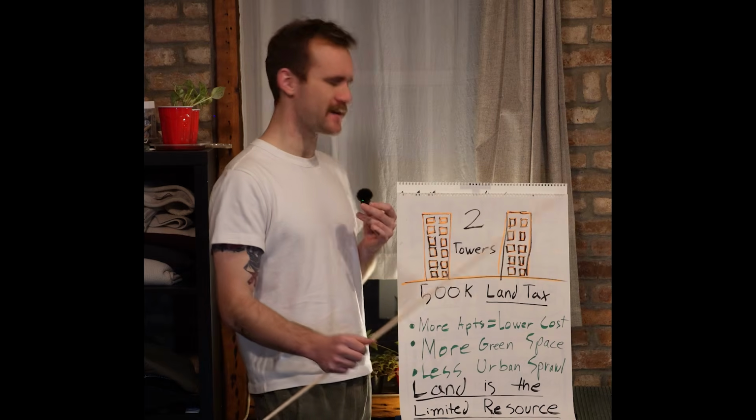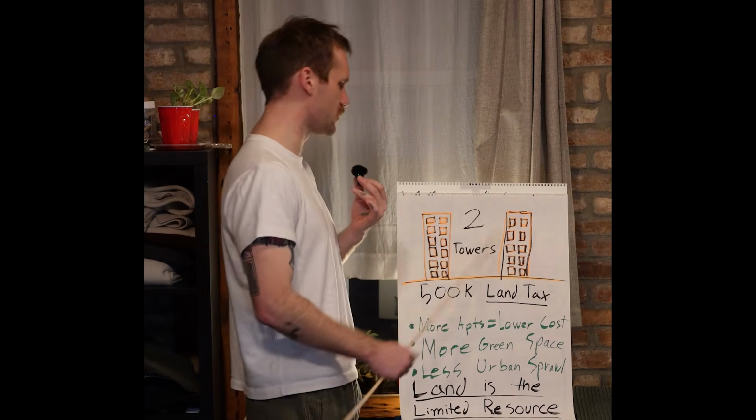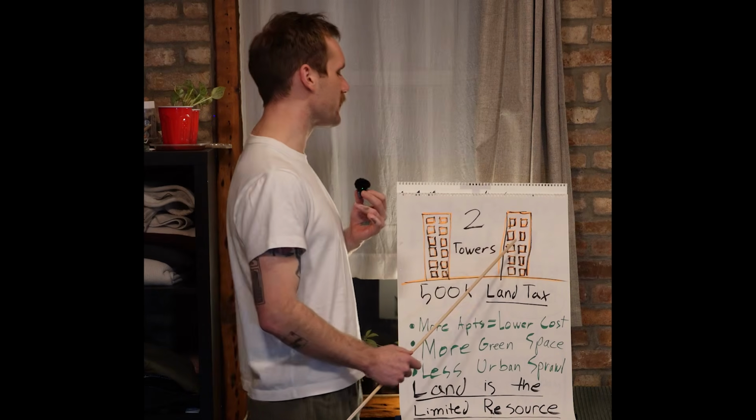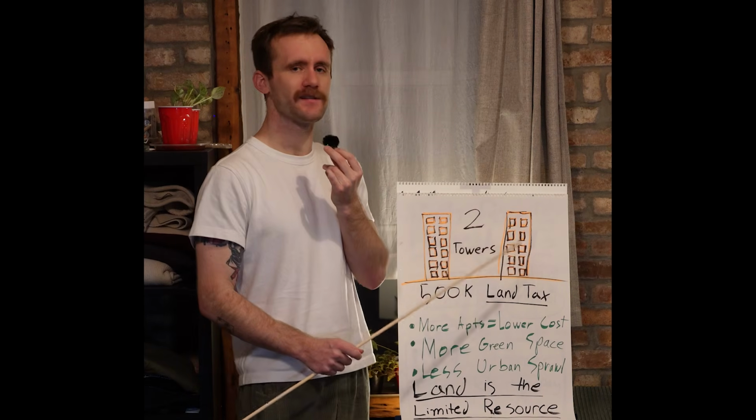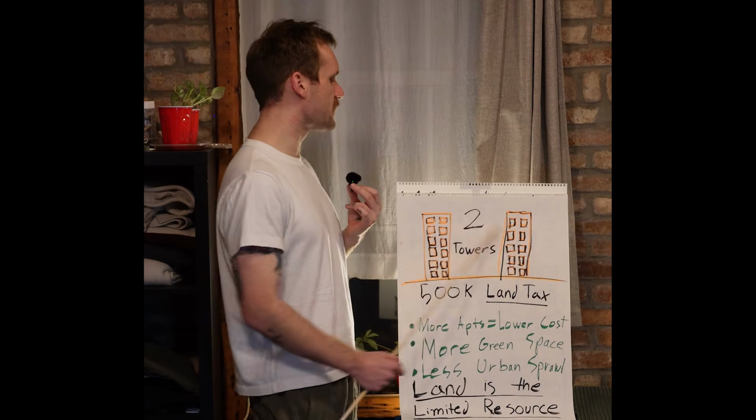You might say, Jack, that doesn't make sense. You're talking about building 2 towers. Why would there be more green space if you're building 2 towers instead of 1? Well, remember, this tower is replacing a parking lot. It's not replacing green space. And second of all, think about what happens here, okay? You've got 2 towers now.